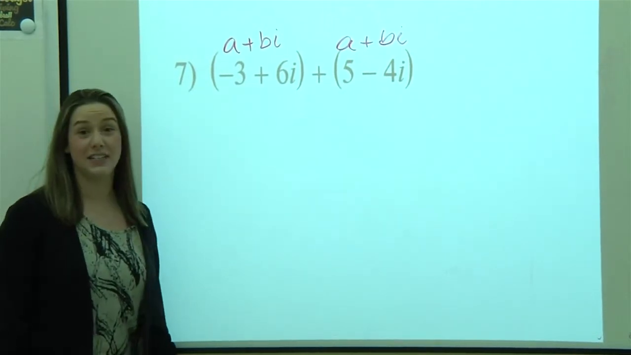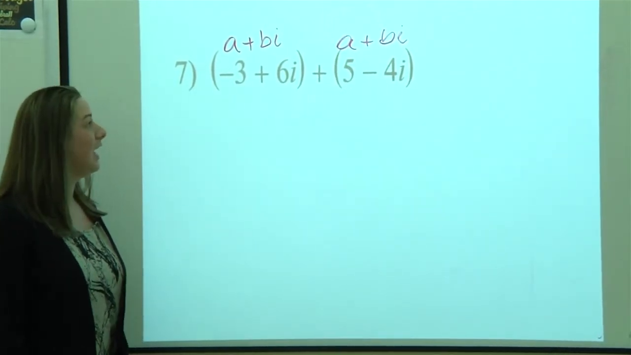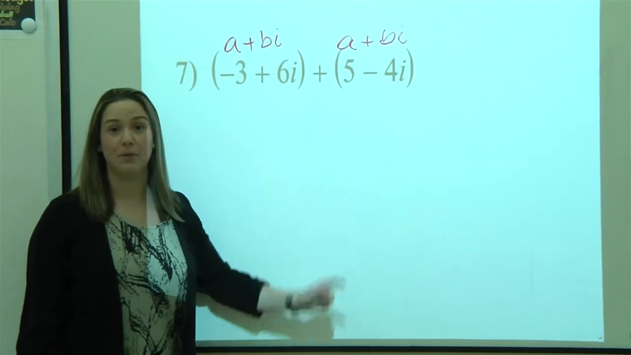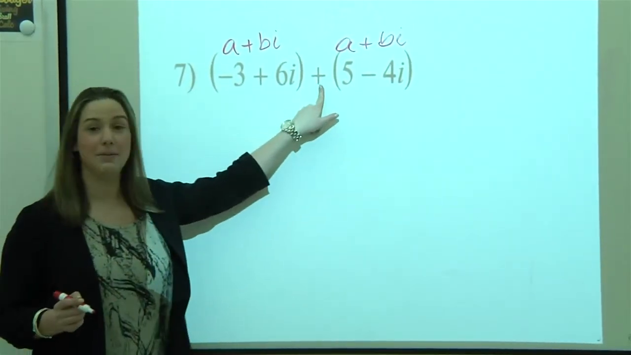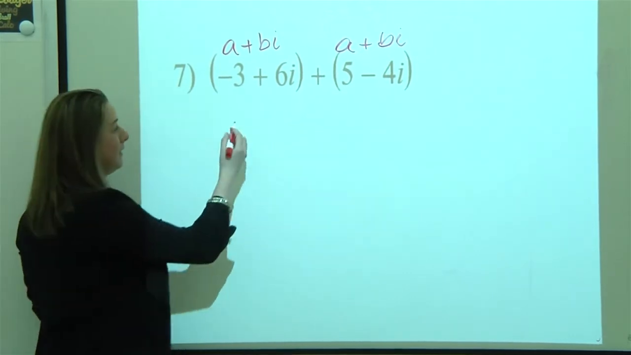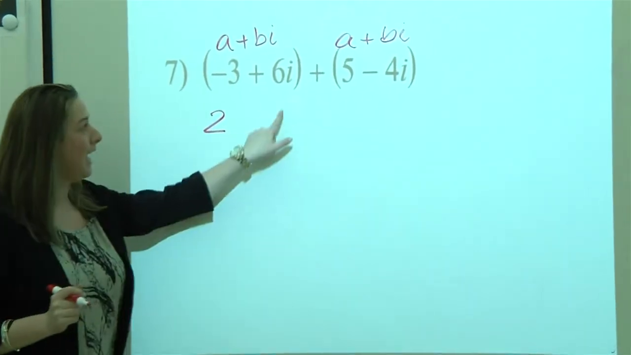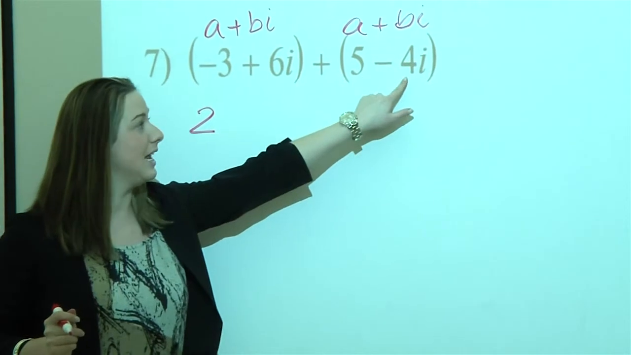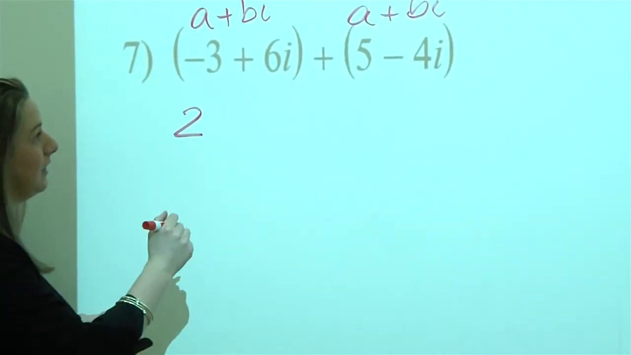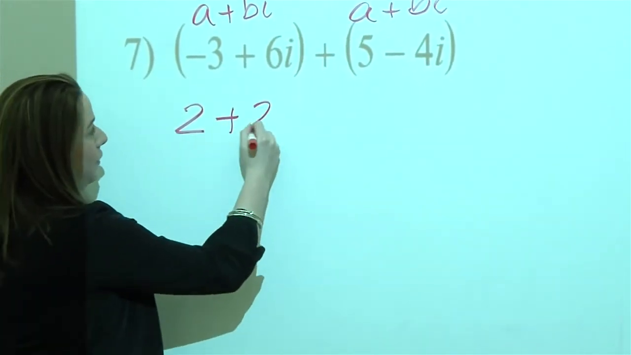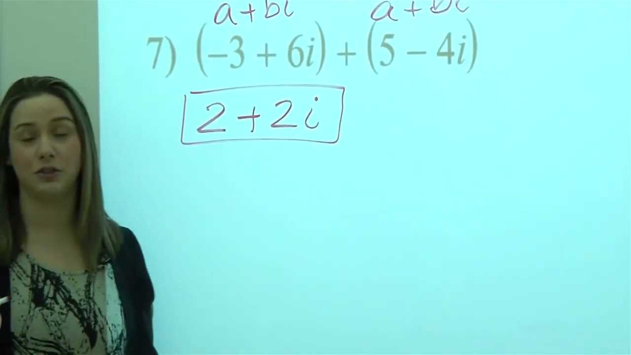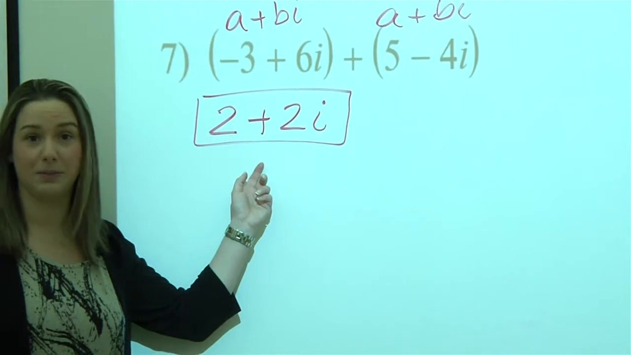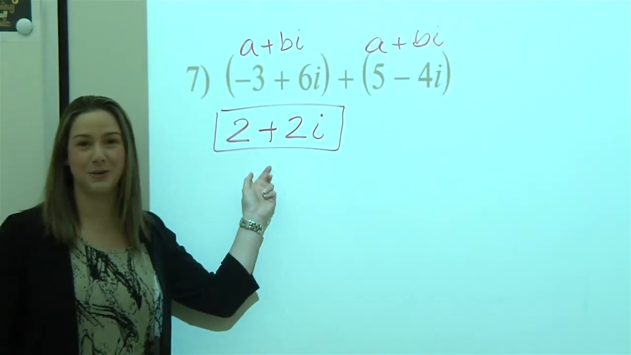Let's take a look at an addition problem with complex numbers. Again, let's add the real components and add the imaginary components. So -3 plus 5 is going to give us a +2. And 6i plus -4i is going to give us a +2i. So our solution when we add these two complex numbers is another complex number, 2 plus 2i.